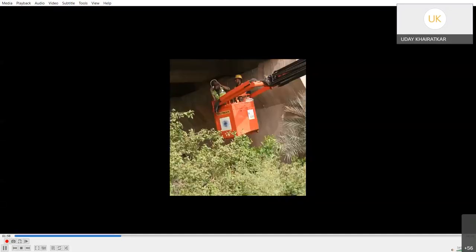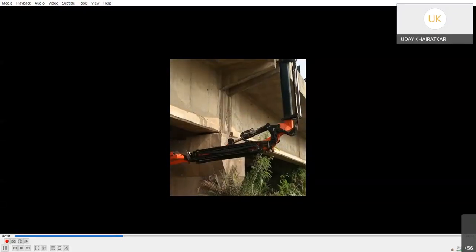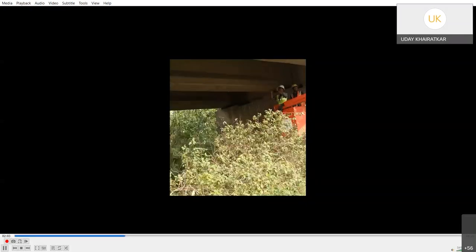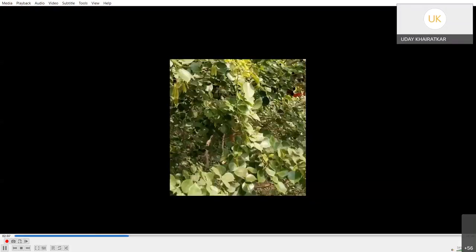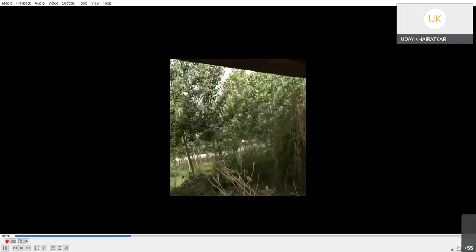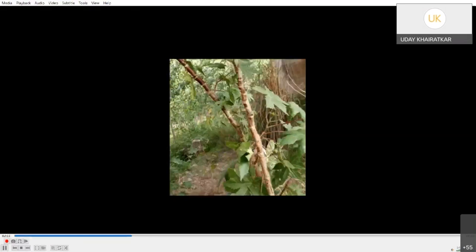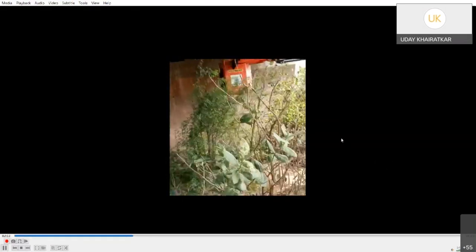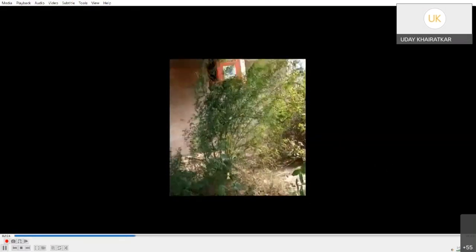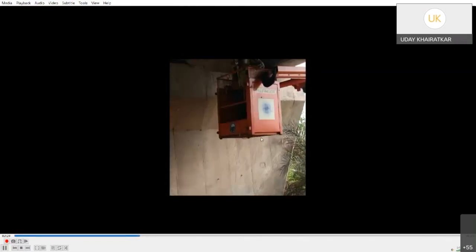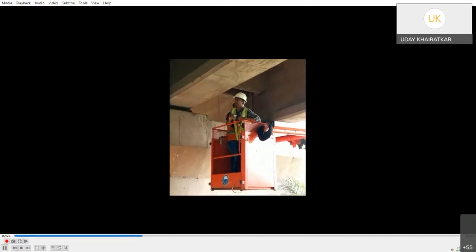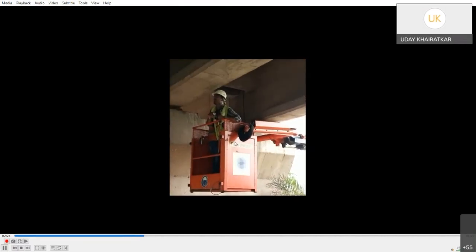The operator is sitting next to the engineer, he is actually operating, and as per the engineer's instructions, he goes below the soffit of the bridge. You can see the condition of the ground below the bridge, with a lot of vegetation growth. Probably it is hindering the smooth flow of water below the bridge.